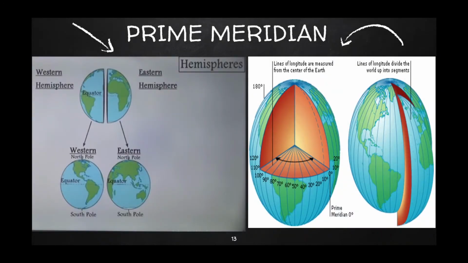Now in this figure you can see the longitude vertically dividing our earth into two equal halves, right? Western hemisphere and eastern hemisphere.